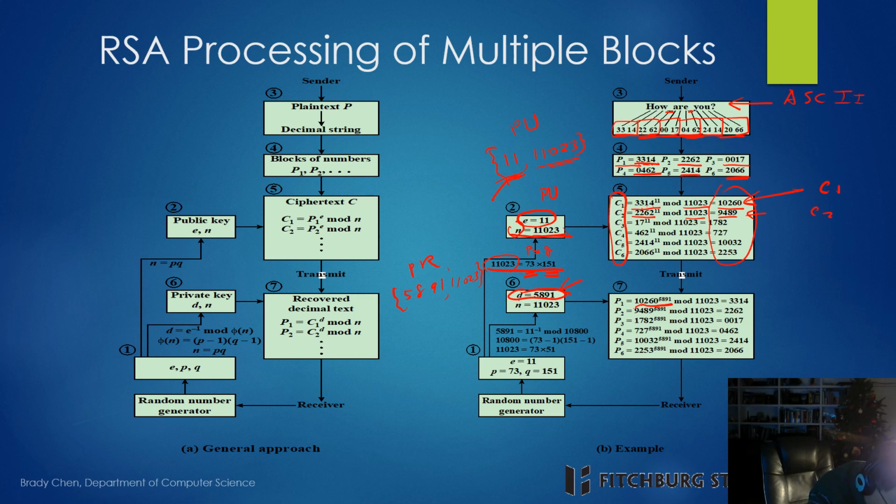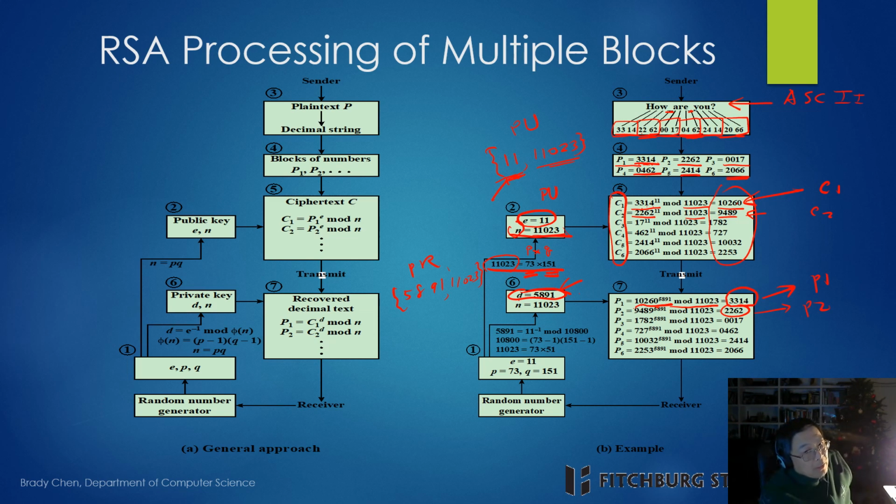That's a huge operation, right? You're talking about the power, 10,260 to the 5,891. That's a lot of calculation. But if you have a computer program, it's relatively easy to do so. And then we will find out after modulo n, you're going to restore back to P1. So same thing with this, it's P2. So that's a more realistic question.